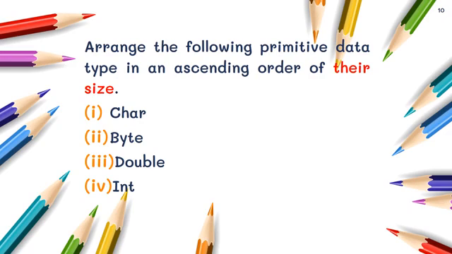Arrange the following primitive data types in an ascending order of their size. The options are character, byte, double and int. The answer is byte, character, int, double, because byte size is 8 bits, character size is 16 bits, int size is 32 bits, and double size is 64 bits.